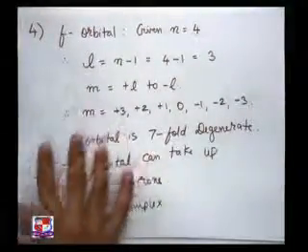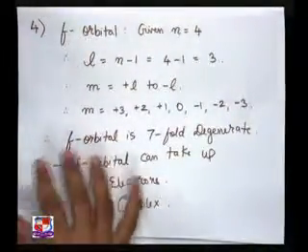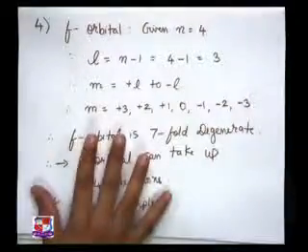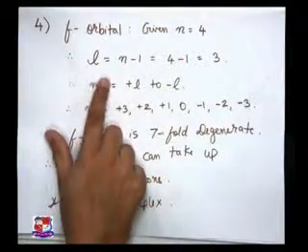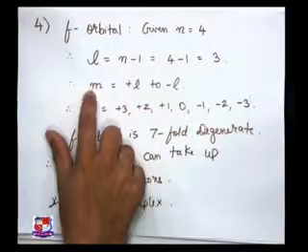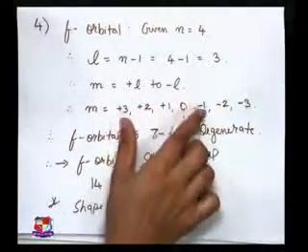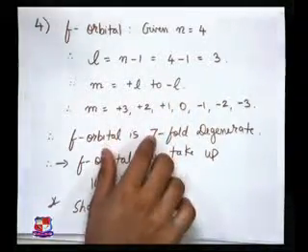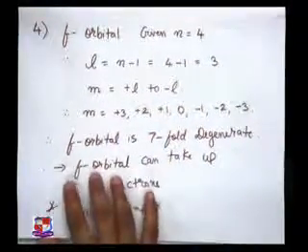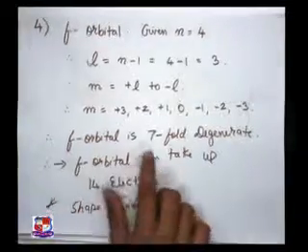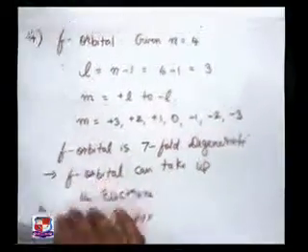For the f orbital, the case is very simple. The principal quantum number n equals 4. l is given as 4 minus 1, that is 3. m can take values from plus l to minus l. So you can see that m can take 7 values in total, and hence your f orbital has 7-fold degeneracy. The shape again is complex and it can take up 14 electrons.